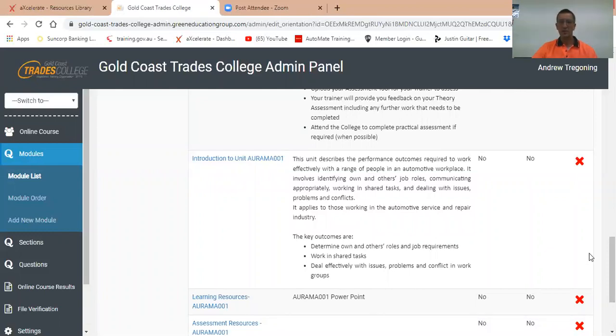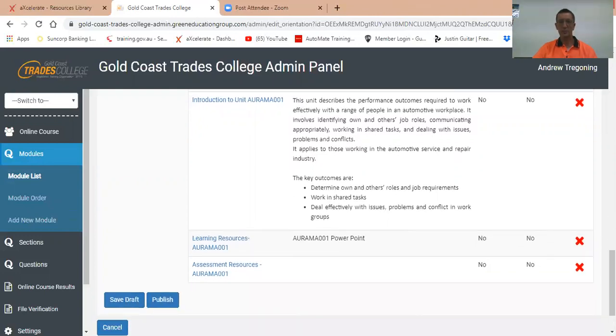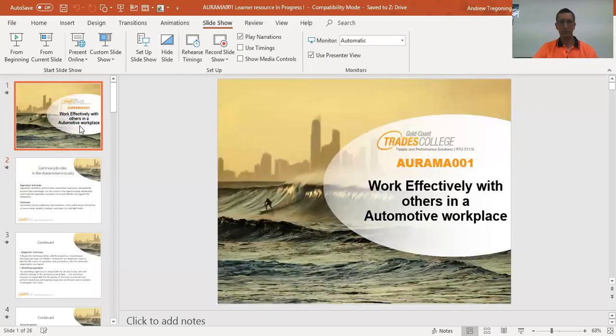Key outcomes in this particular subject are for you to be able to determine your own and others' roles and job requirements, work in shared tasks, and deal effectively with issues, problems and conflicts that you might find in your work groups. So that's a quick outline of what's involved in this subject. I'll just share the PowerPoint presentation now with you, and we'll work through that page by page.